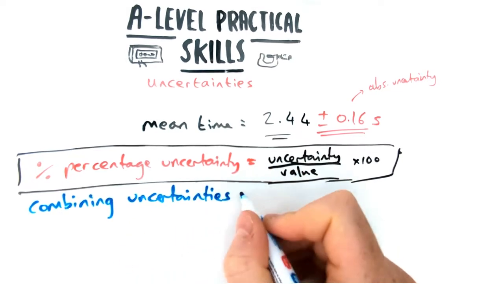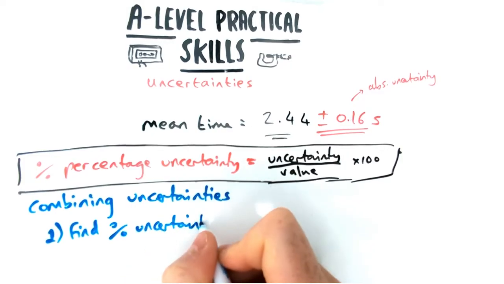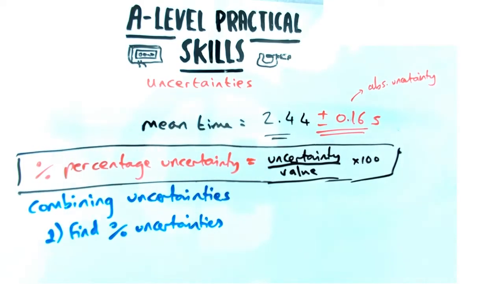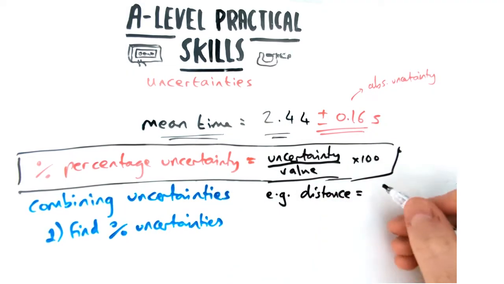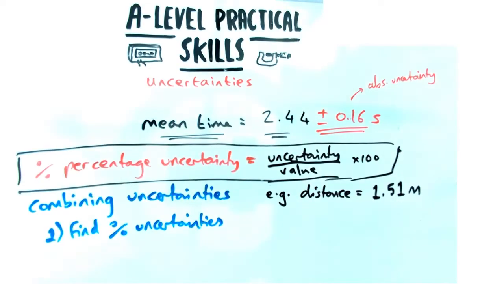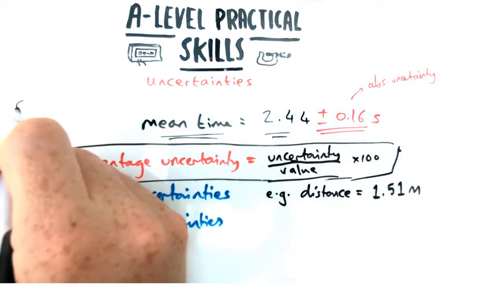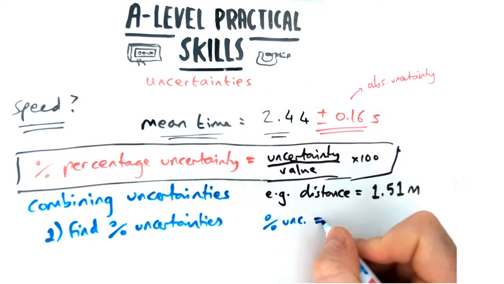Now, this is where things do get a little bit tricky. Next up is how to combine uncertainties. Now, this does get a little tricky, so make sure you're paying attention because this will get you lots of marks in the exam if you can do this. So the first job, if you're combining uncertainties in any two values, is to find the percentage uncertainties. So the example we're going to use is one involving distance and time. And let's say I've got a distance of 1.51 meters. I'm trying to find the speed.